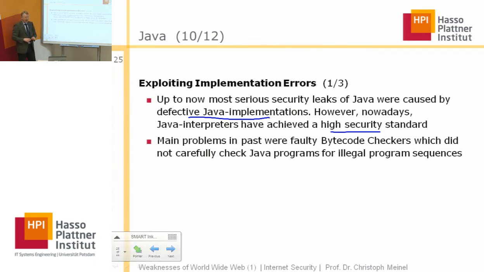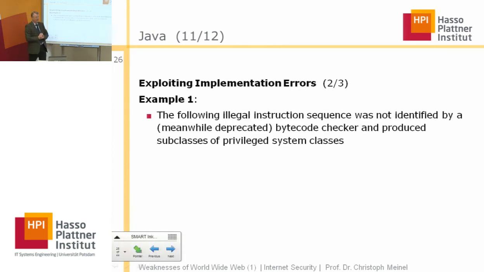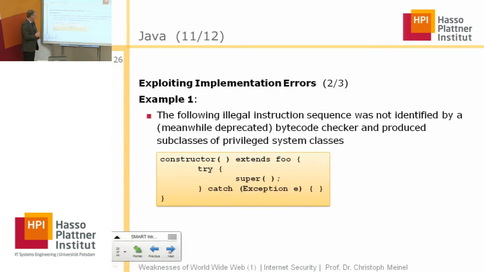So the main problems in the past were faulty bytecode checkers, bytecode checkers which did not correctly check Java programs for illegal program sequences. To give an example, the following illegal instruction sequence was not identified by a meanwhile deprecated bytecode checker and produced subclasses of privileged system classes. So this was the illegal sequence.